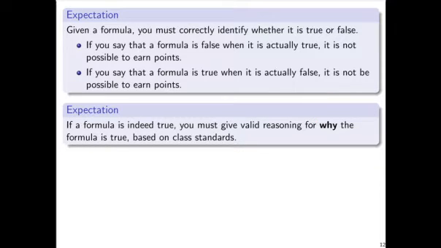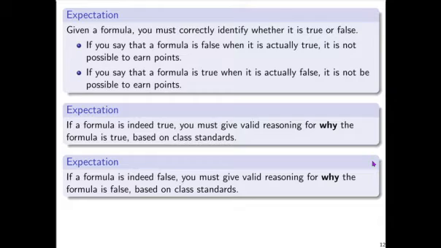Now, let's clarify some expectations even further. If a formula is in fact true, you must give valid reasoning for why the formula is true, and these valid reasonings need to be based on the class standard. So we will talk about what is considered acceptable as an explanation for why a formula is true. Likewise, if a formula is false, you have to give valid reasoning based on the class standards for why the formula is false. These are very daunting tasks at first, and they'll take a little getting used to, but it will really set up a foundation for everything we do.